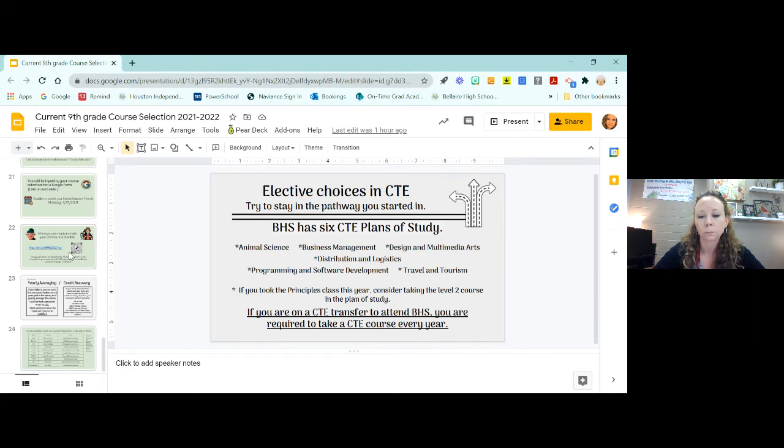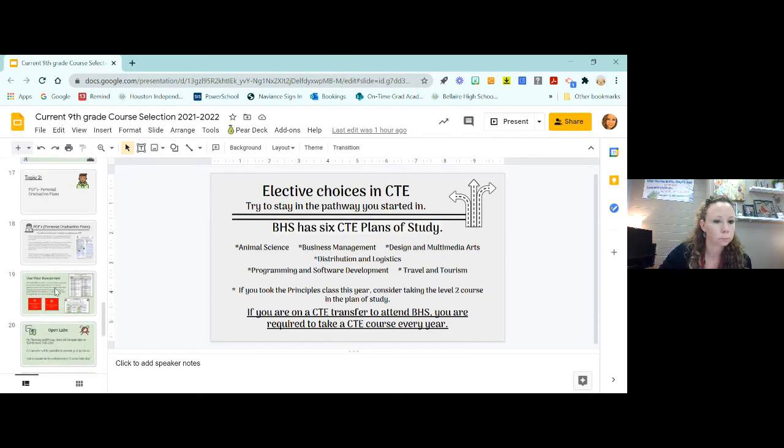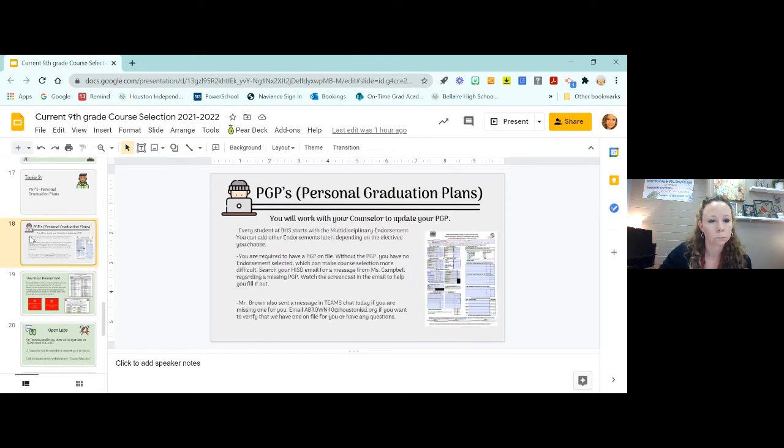Okay, and then a question about endorsements. What other endorsements are there other than multidisciplinary, and specifically arts and humanities, and how can students figure out, if they want to get a different endorsement, what classes they need to take to earn that endorsement? Ms. Hernandez, you want to go with this?